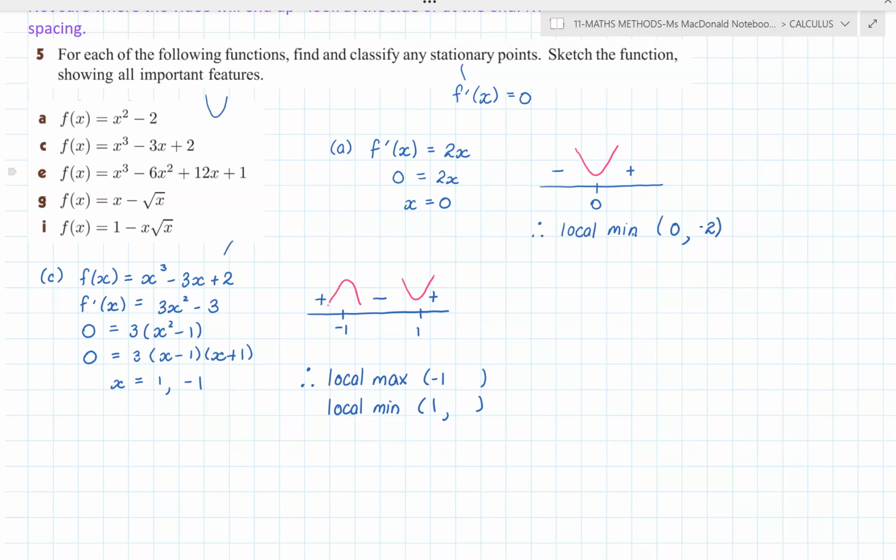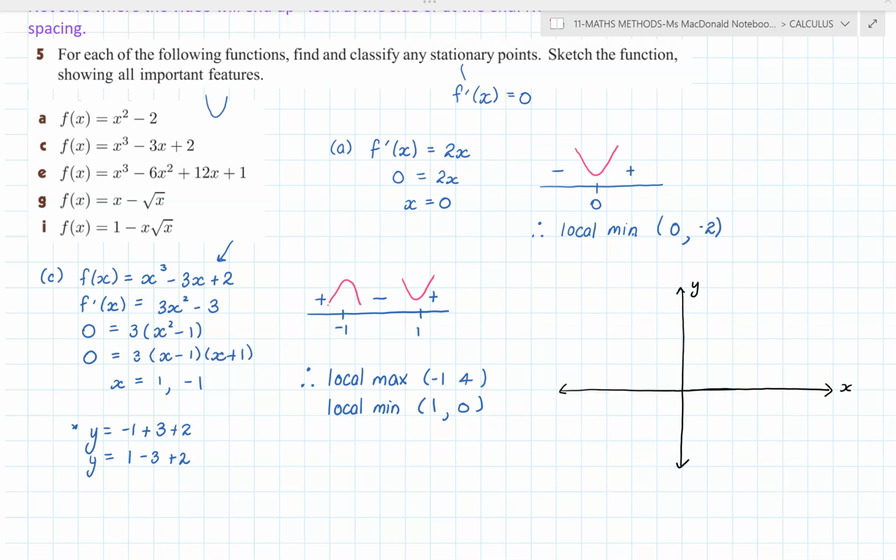Well, we pop it back into this expression here. So minus 1 cubed is minus 1, plus 3, plus 2, so that means that's going to be 4. And then when x is positive 1, we get 1 cubed is 1, take 3 plus 2, so that's going to equal 0. All right, now it's time to sketch.